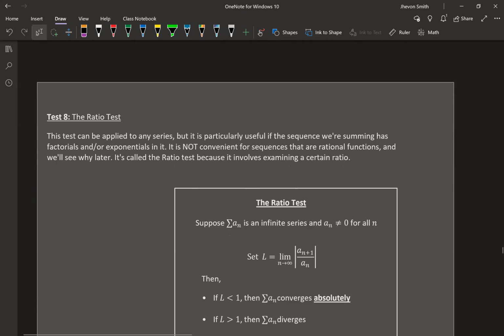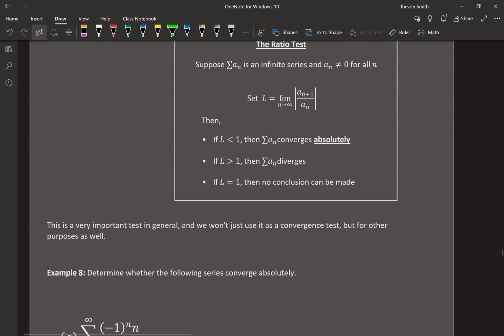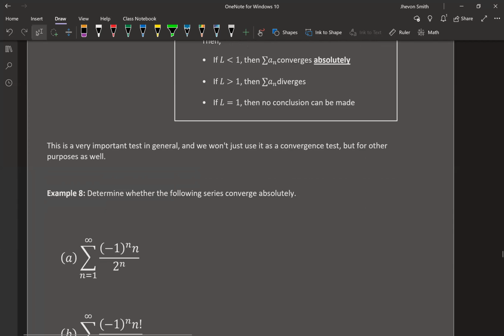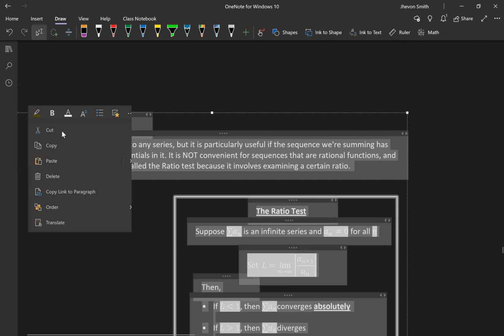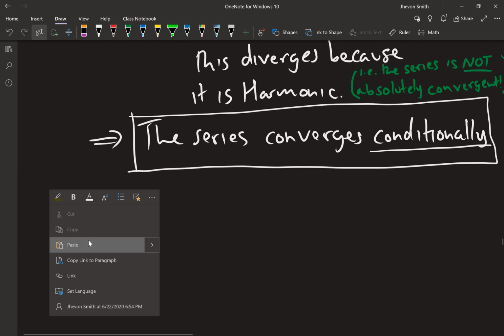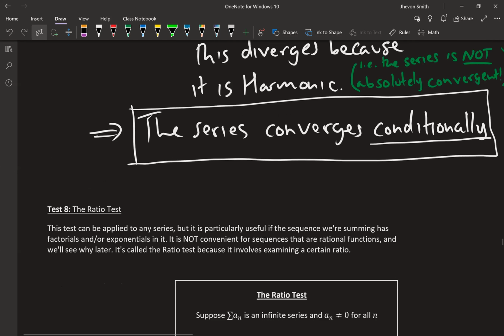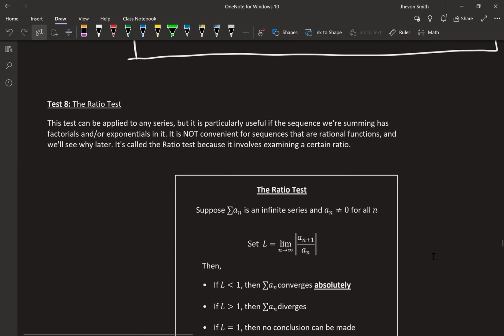So here is test number 8. Very, very important test. In fact, we're going to use this test to do things other than just tell whether a series converges. So very, very important test called the ratio test. Let's move it up here. And we're going to do 2 examples for this one.